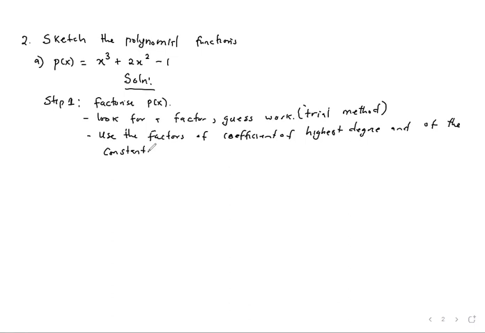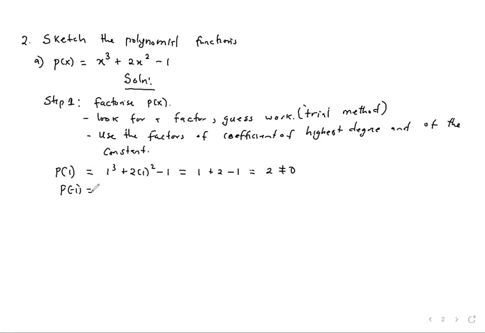Meaning, we'll now start picking what is P of 1. We are looking for one that will give us a 0. If we get a 0, then we'll call it a factor. So P of 1 is 1 to the power 3 plus 2 by 1 squared minus 1, giving us 1 plus 2 minus 1, which is equal to 2. This is not 0. So 1 is not a factor.